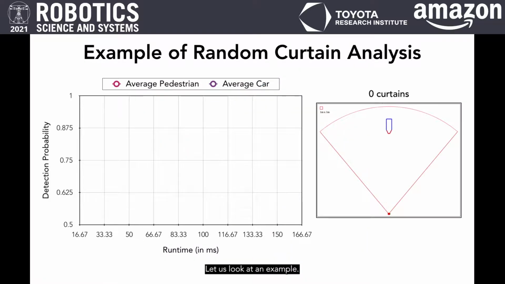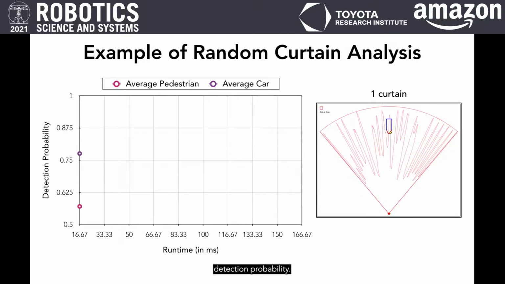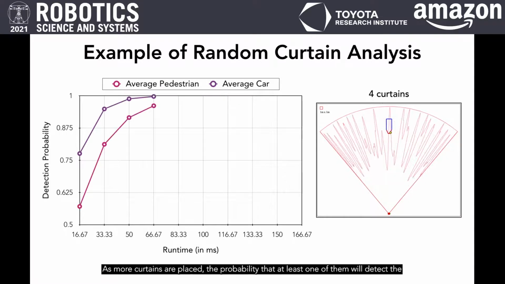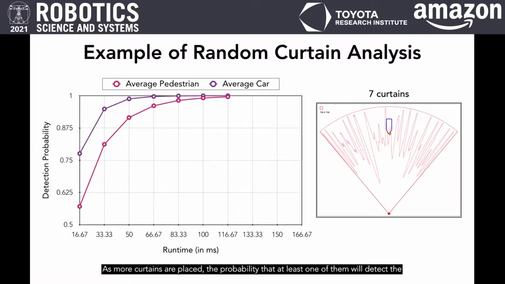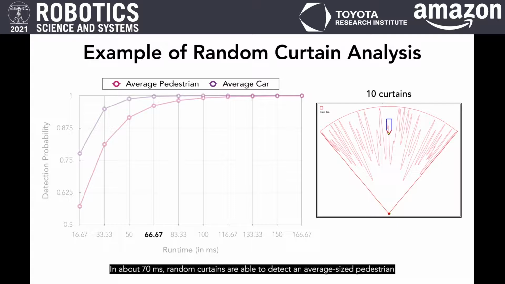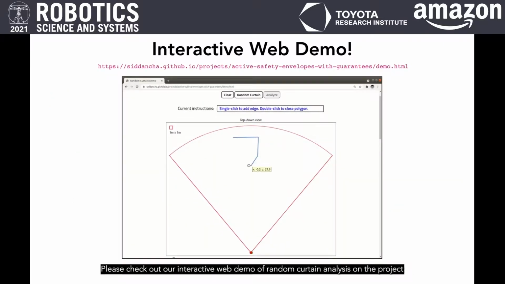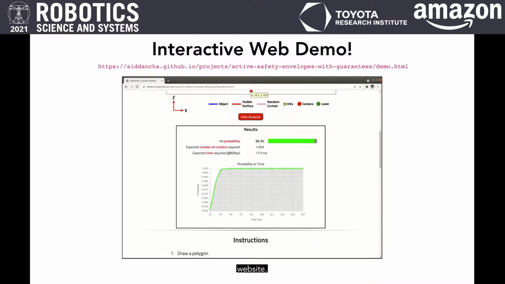Let us look at an example. The x-axis shows the time taken to place multiple random curtains, and the y-axis shows the detection probability. As more curtains are placed, the probability that at least one of them will detect the obstacle increases. In about 70 milliseconds, random curtains are able to detect an average-sized pedestrian with more than 95% probability and an average-sized car with more than 99% probability. Please check out our interactive web demo of random curtain analysis on the project website.